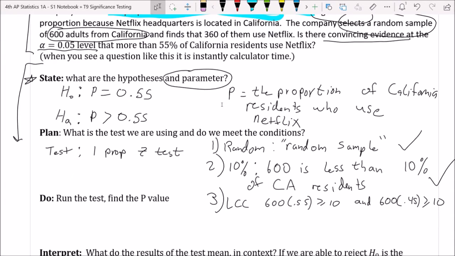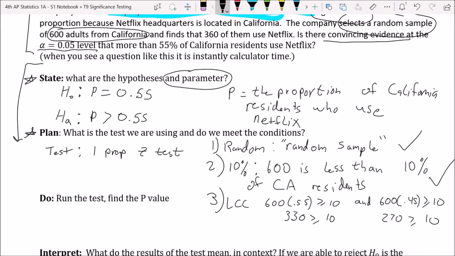I'm going to take a moment here and just punch those out in my calculator. So 600 times 0.55, and that's, wow, it's not even close. So that's 330 is greater than or equal to 10, and 270 greater than or equal to 10. Okay, good. So not even close. Awesome. Okay, we are now at 2 points out of 4 for this free response question. And usually, guys, they break it up into 4 points, state, plan, do, and interpret. There's a point for each on a 4-point free response.